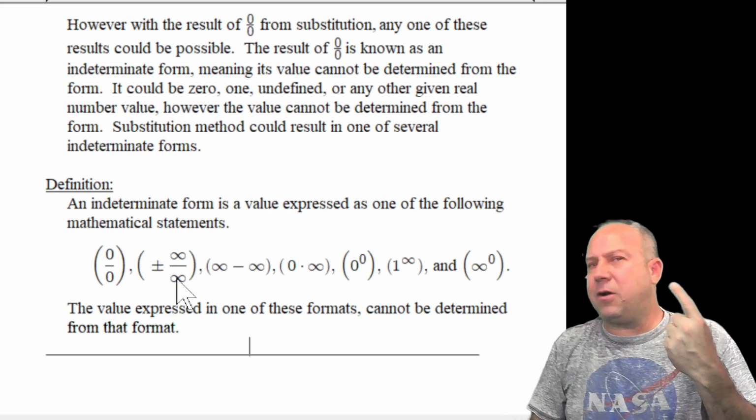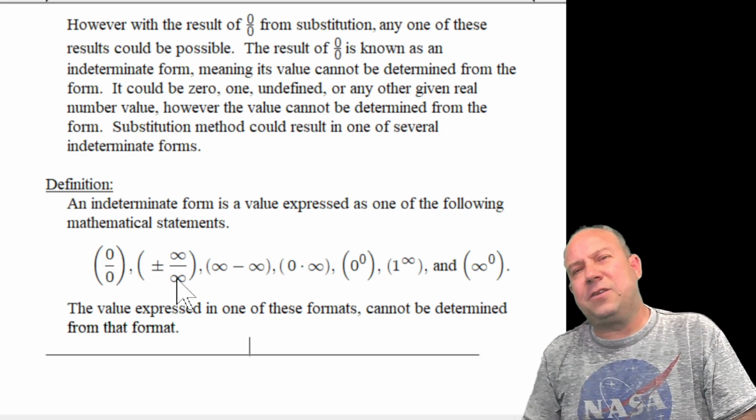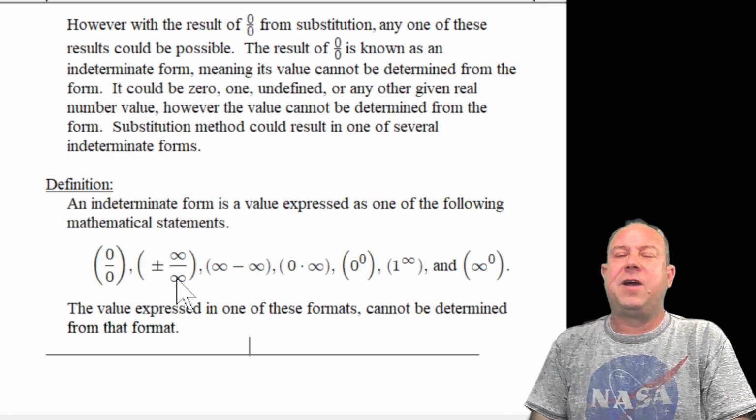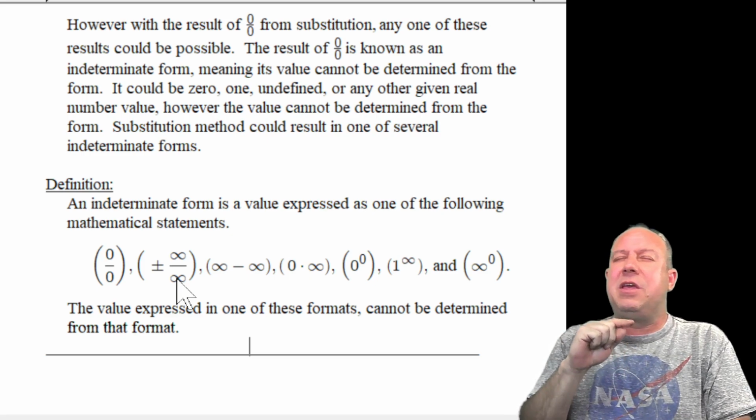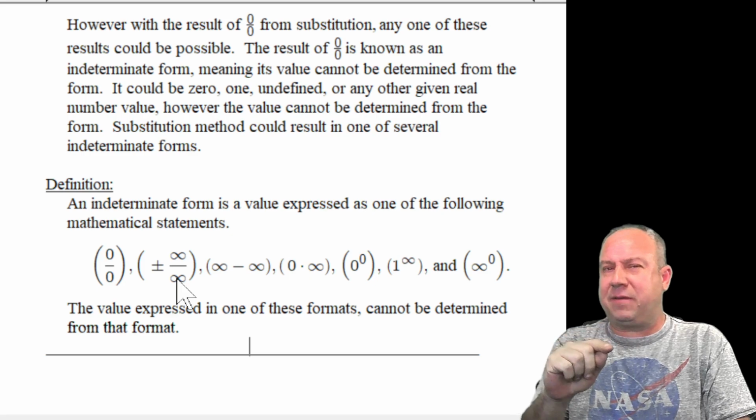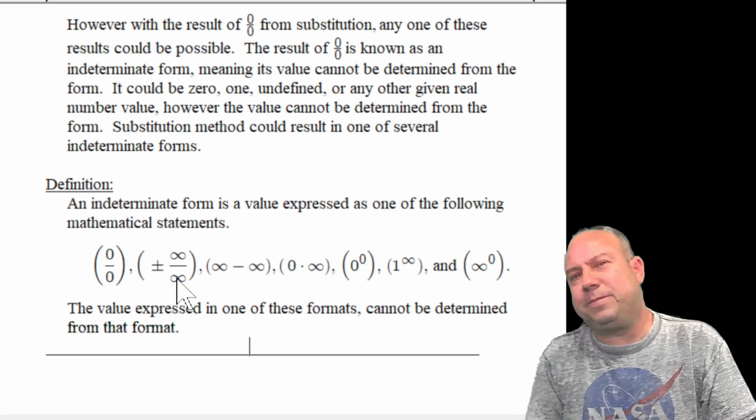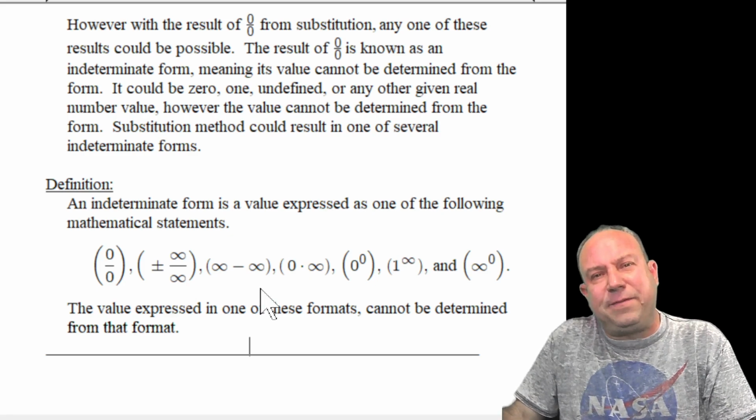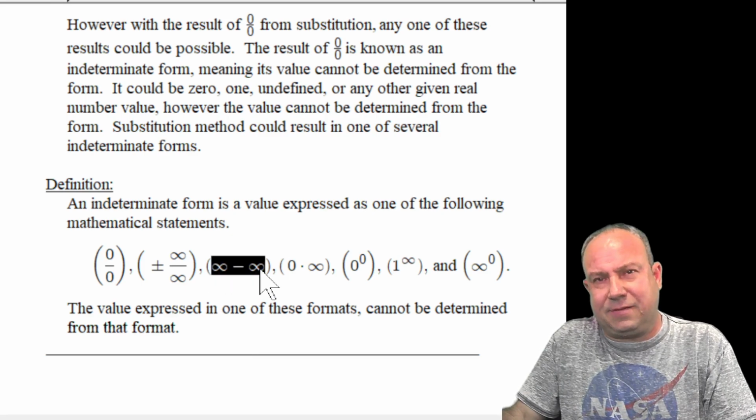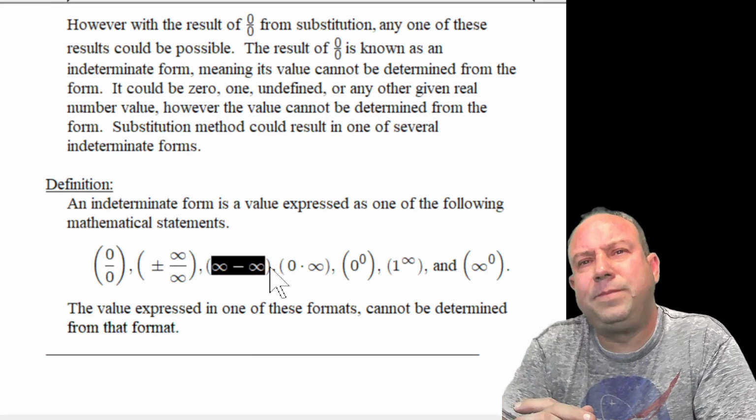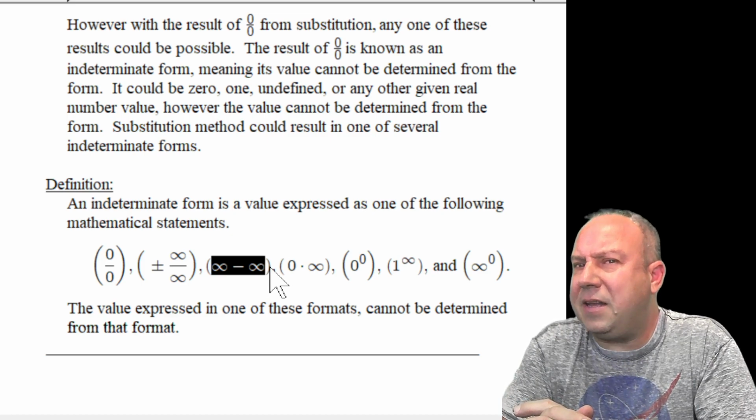Some might like to argue 1. Some might like to try to argue 0, right? That's a hard argument to make for the form because it's indeterminate. Infinity minus infinity. That's an indeterminate form, right? Can't say what that is from the form.